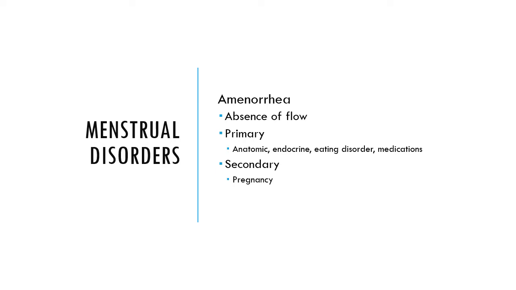Management of amenorrhea includes ensuring that patient is not pregnant. So then after we know they're not pregnant, we know that it's primary amenorrhea. And then we can do some counseling and education, such as correcting weight loss, decreasing their exercise routine, stopping medications that are not allowing us to have a menstrual cycle.